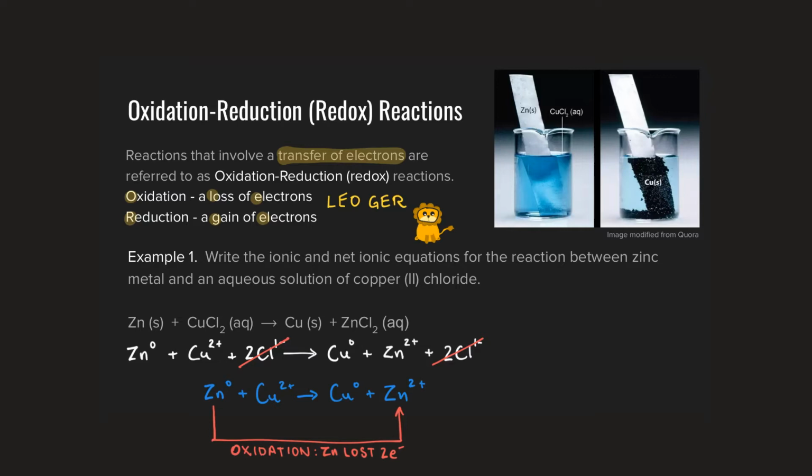So I'm going to go ahead and label that as zinc has lost 2 electrons there, which implies, therefore, zinc was oxidized. Again, LEO says GER: a loss of electrons is an oxidation.